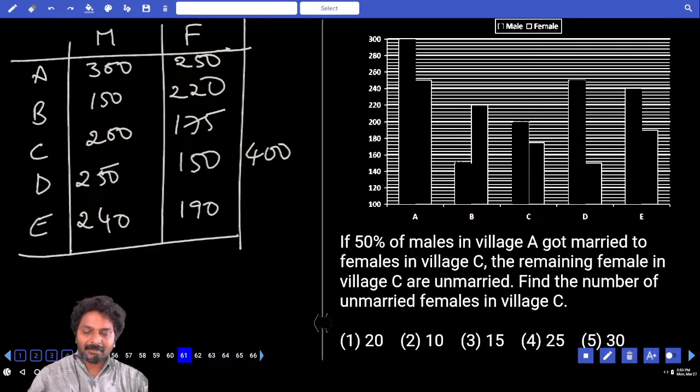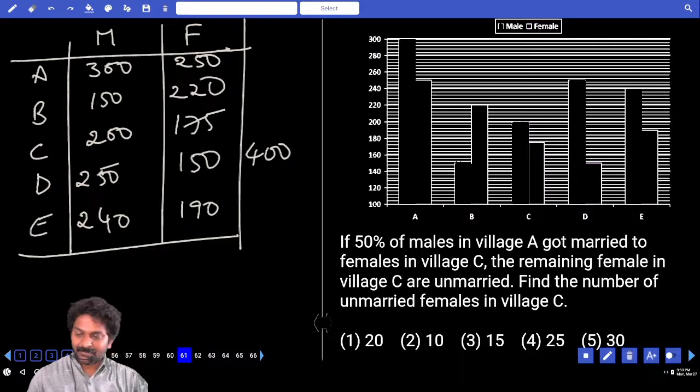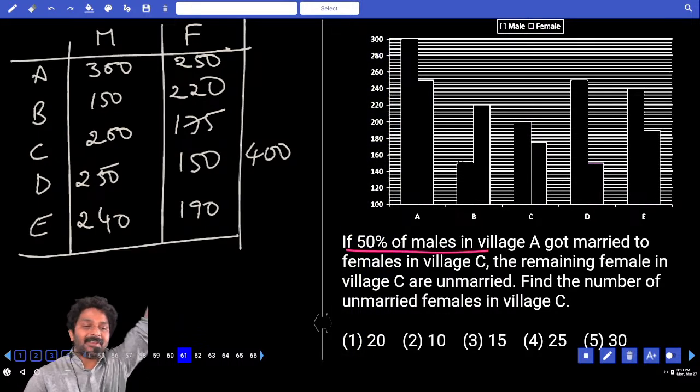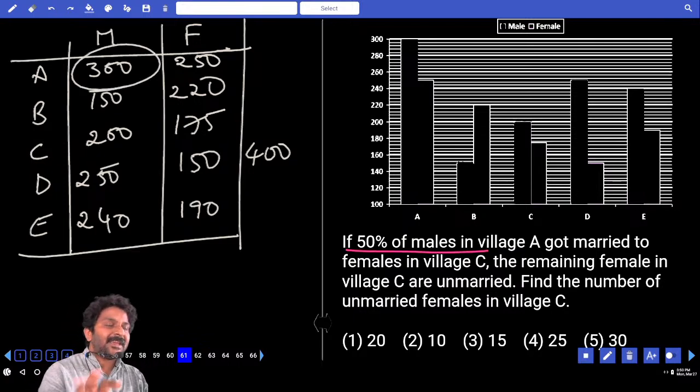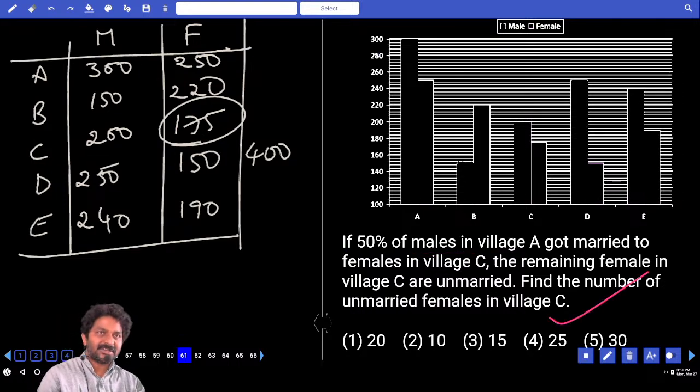If 50% male in village A got married to female in village C, the remaining female in village C are unmarried. Find the number of unmarried female in village C. Total how many female are there in village C? 175. Out of them some got married, right? How many got married? Equal to 50% of male in village A. Male 300, 50%. That means 150 female are married out of 175. Then unmarried are 25. Exactly, so our assumption is right.